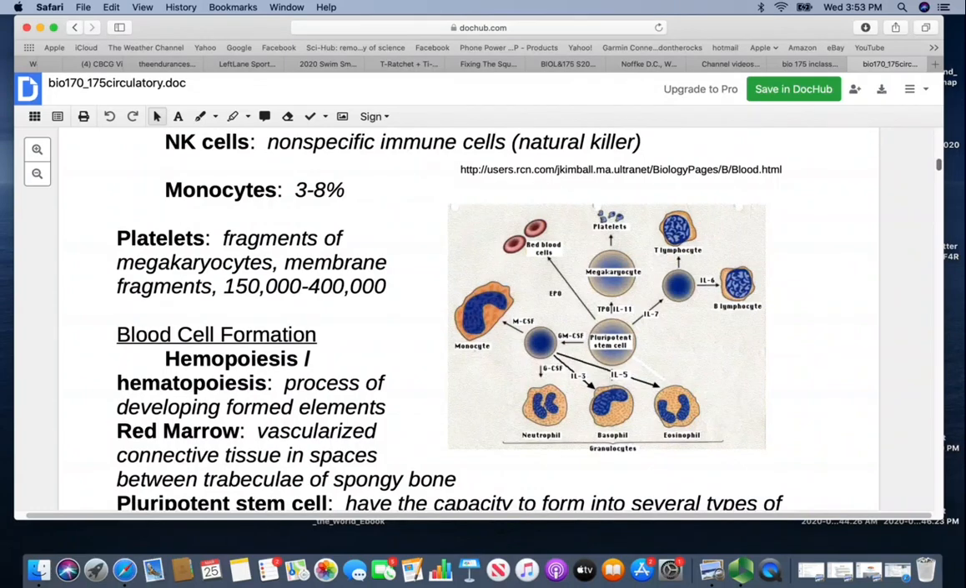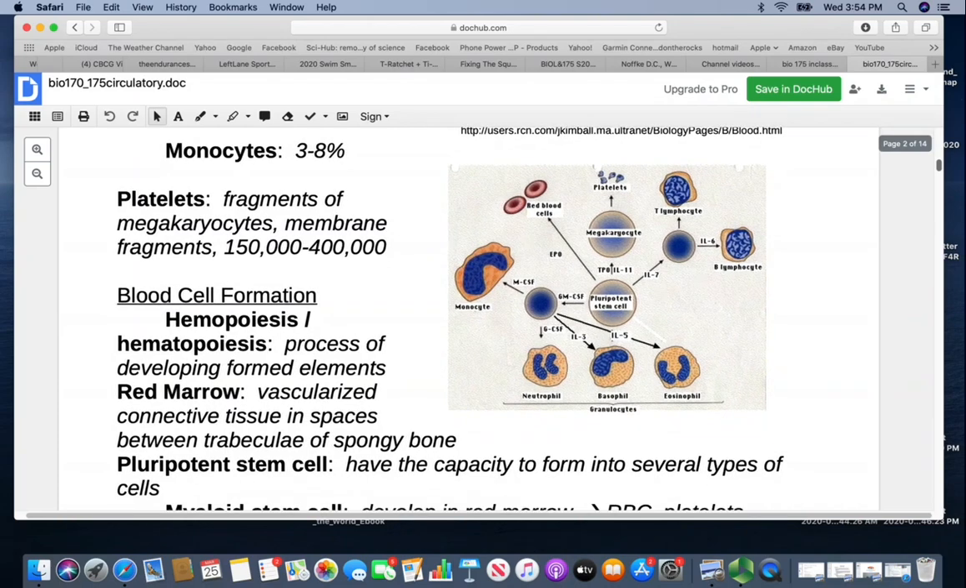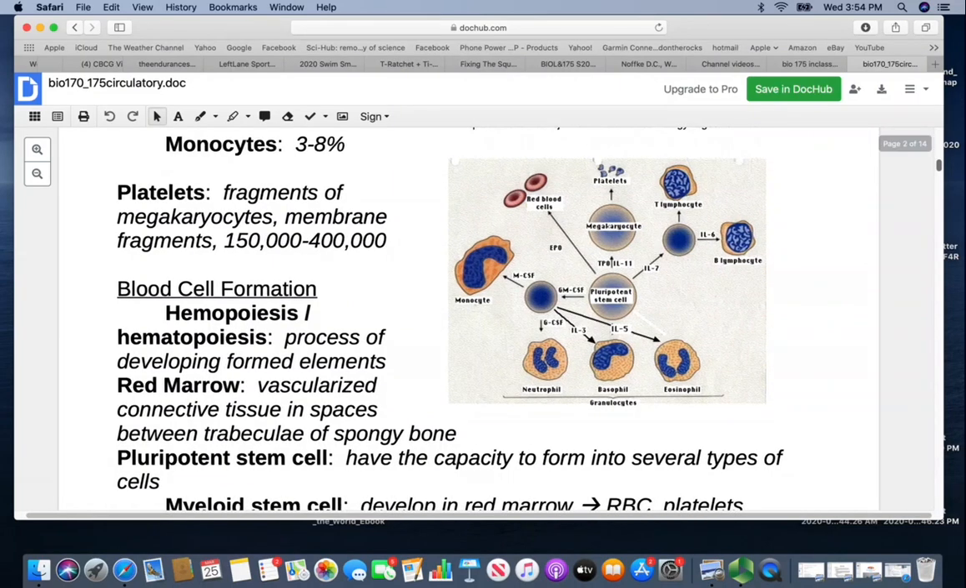The platelets, these are fragments of a giant cell called a megakaryocyte. It will break down into membrane fragments, and you'll have 150,000 to 400,000 of those. So when we look at blood cell formation, we call this process hemopoiesis or hematopoiesis, the process of making the formed elements. A lot of it is going to take place in the red marrow, which is your vascularized connective tissue in the spaces between the trabeculae of the spongy bone.